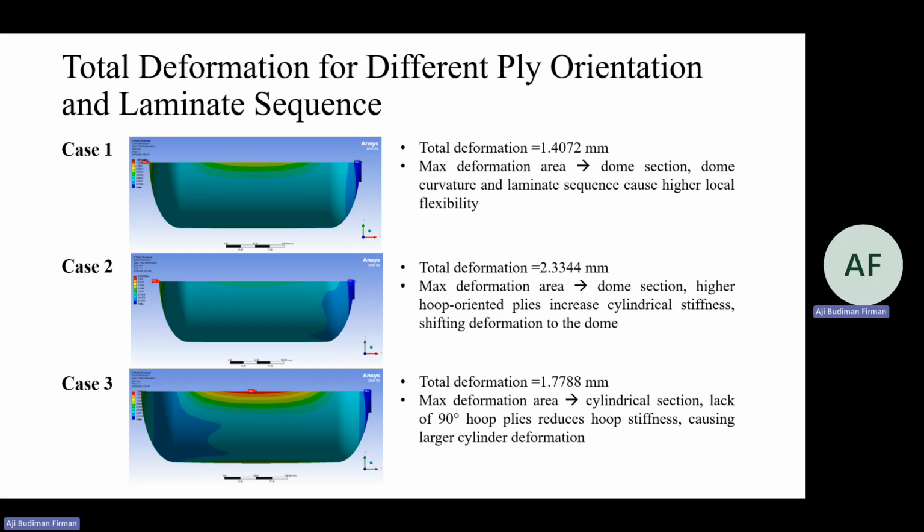This slide compares the total deformation of the three stacking sequences. Case 1 gives the lowest deformation, while case 2 gives the highest deformation. Both cases show maximum deformation near the dome section. Case 3 has a deformation of 1.788 millimeters, but the maximum deformation shifts to the cylindrical section. These results show the ply orientation and stacking sequence affect not only the deformation magnitude, but also the location of maximum deformation.